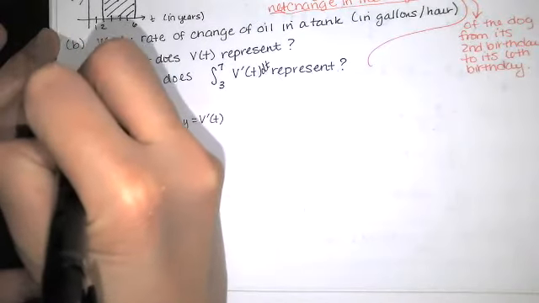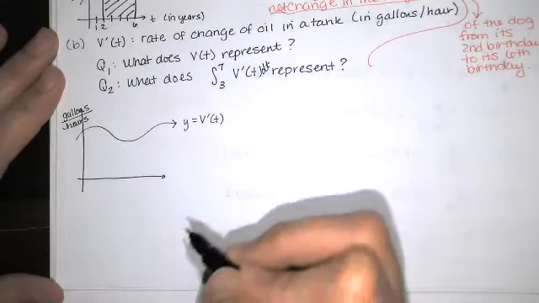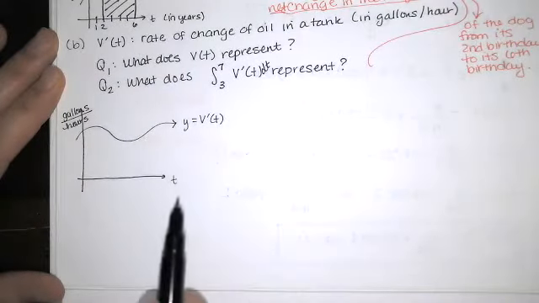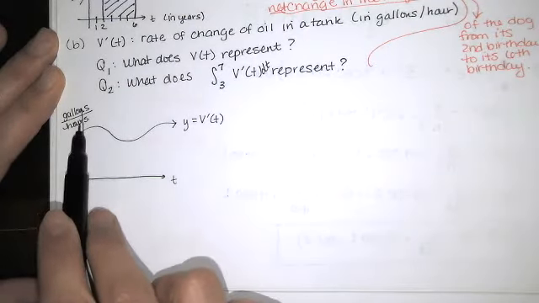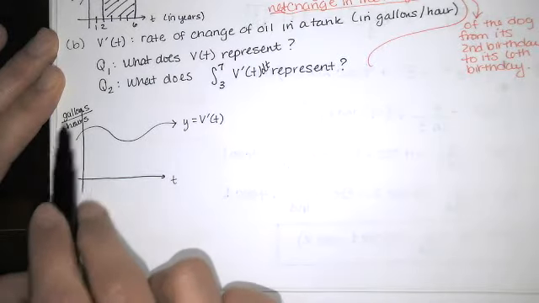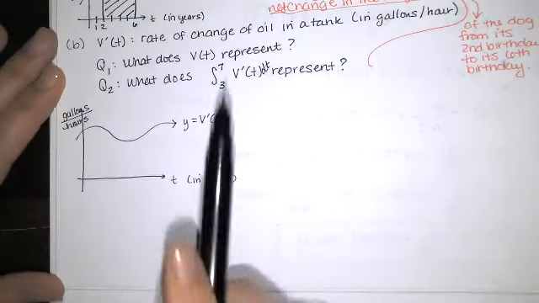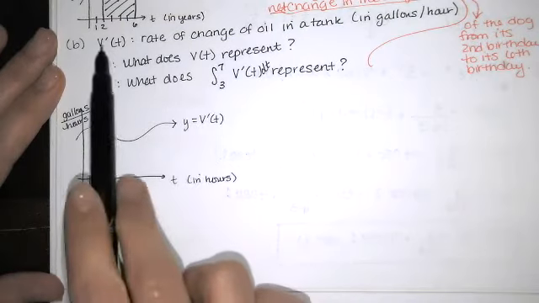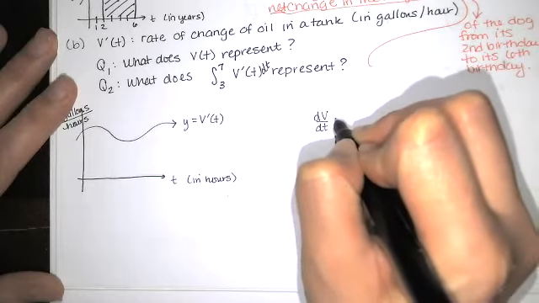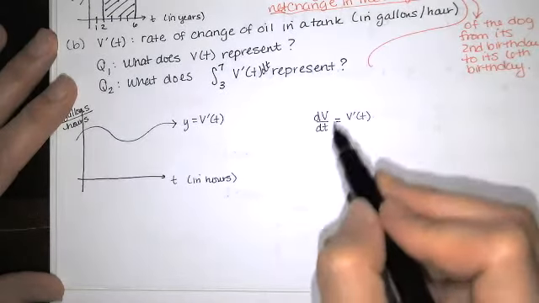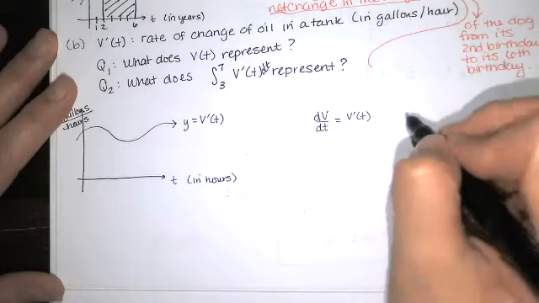So the units over here are gallons divided by hours. And then the units over here, that's going to be the units of t. And if this is gallons per hour, t must be measured in the units of the denominator. So that's time in hours. The question says, what does v of t represent? Well, if dv dt, that's the same as v prime of t, remember, is the rate of change of oil in the tank in gallons per hour.